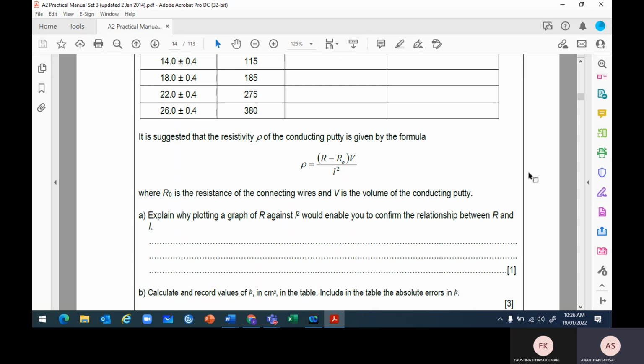Tell me what is gradient, what is intercept? The resistivity is fixed, right? Yeah, rho is fixed. R naught is fixed.